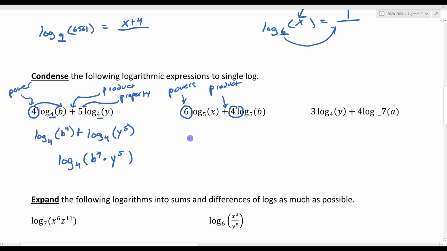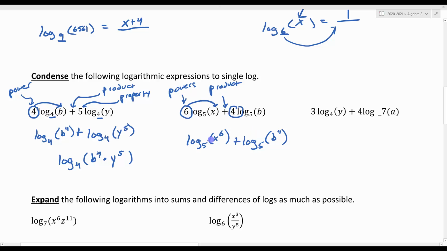So I'm going to put the powers back. So I've got log base 5 of x to the 6th power. Right? That 6 just goes right back up here as an exponent. 4 is going to do the same thing. So we got plus log base 5 of b to the 4th. Just like that. Okay? Now I'm going to handle the product property.